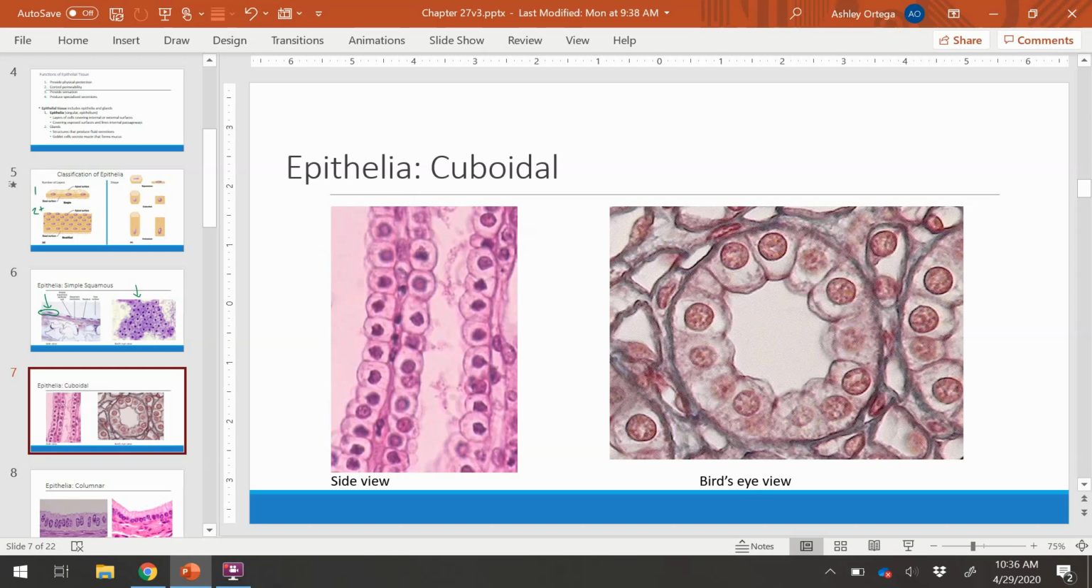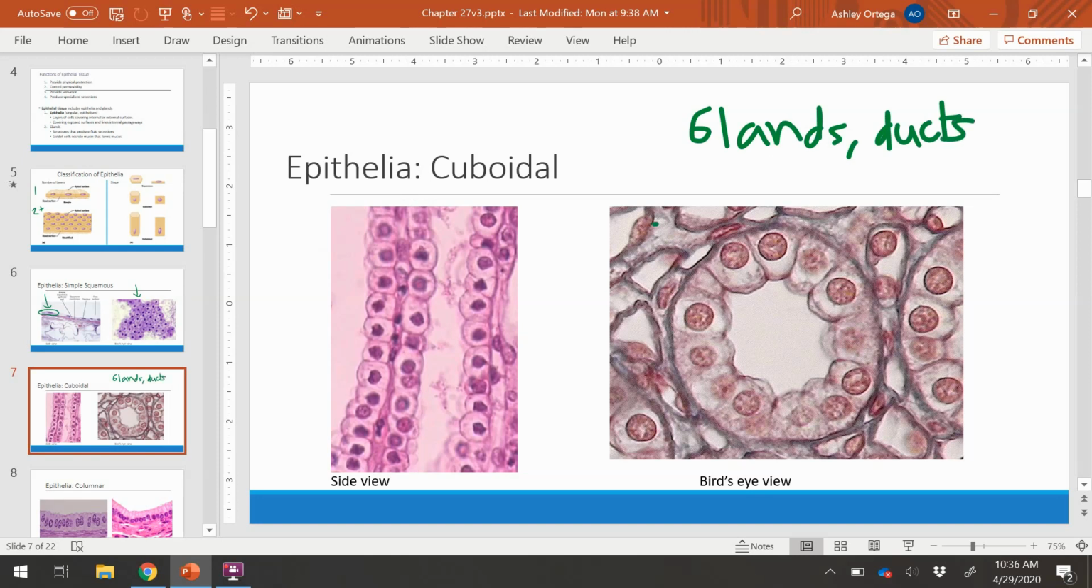So moving on to cuboidal here, you can see from a side view and the bird's eye view, these are much more square, and those nuclei are usually pretty close to the center and take up a lot of space. They are usually found in glands and ducts. So that's where you want to look for them: glands and ducts.